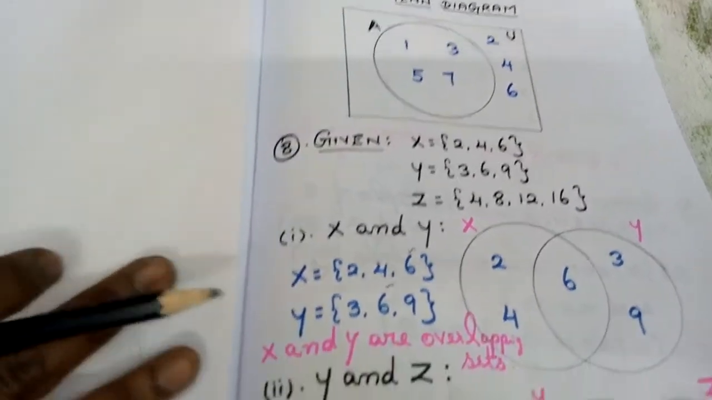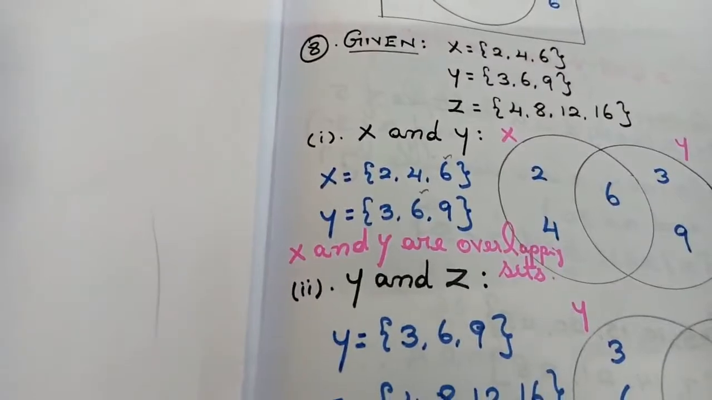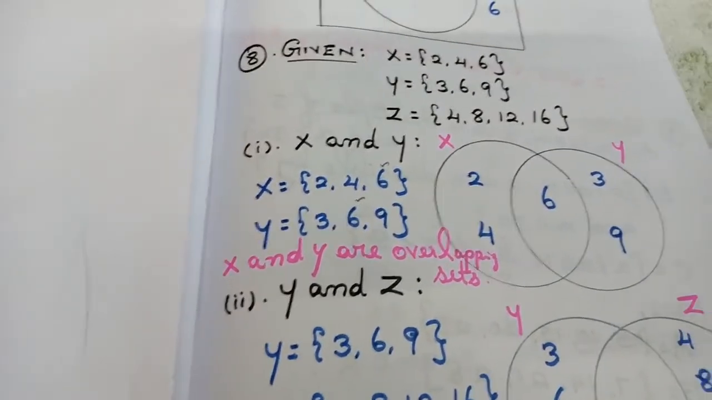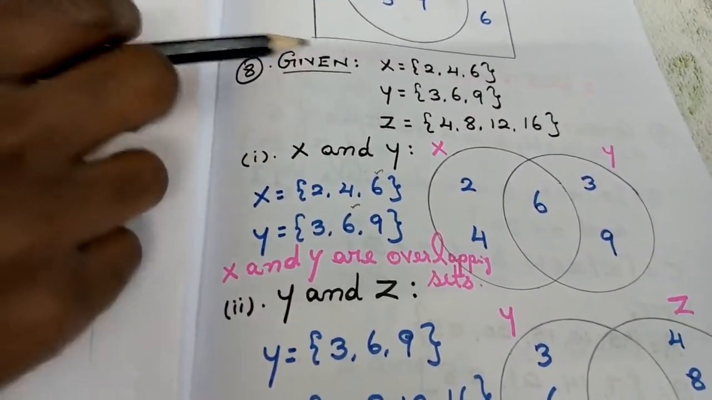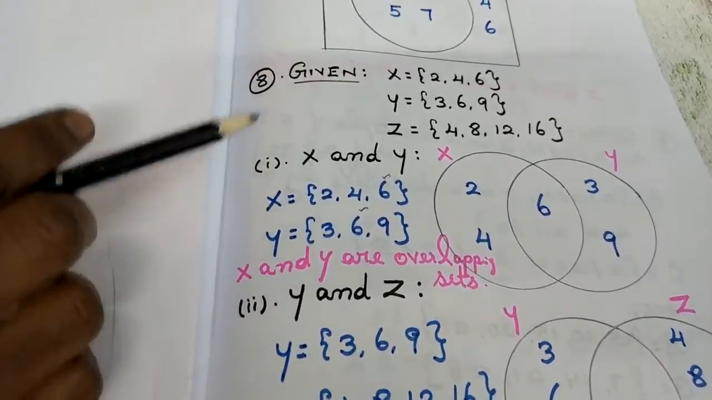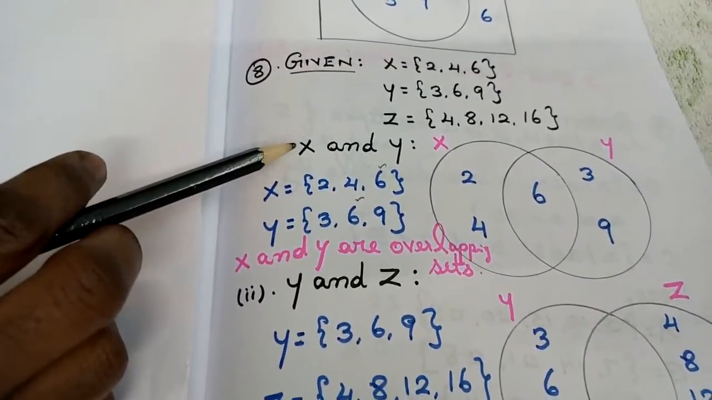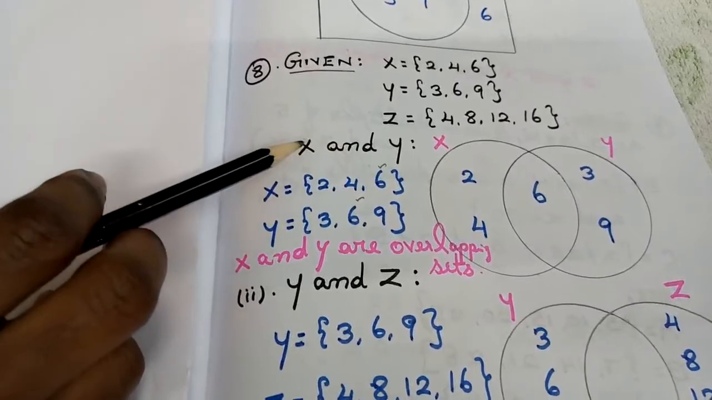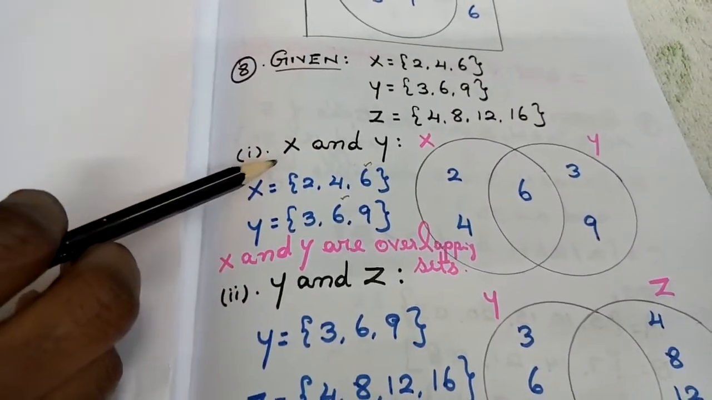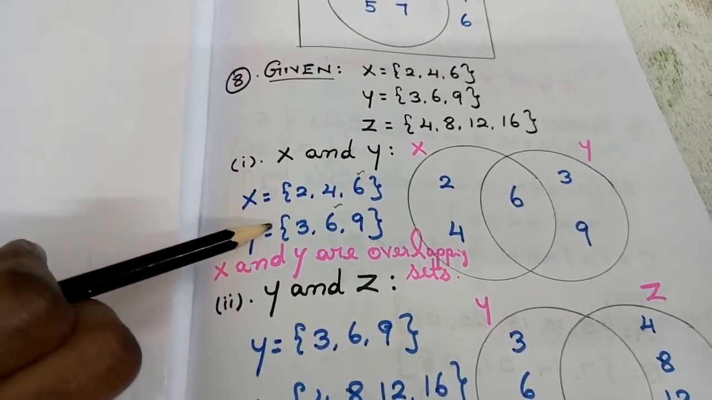Coming to the eighth question. In the eighth question, they are asking you to check whether it is going to be disjoint or overlapping. I will tell you the concept. They will be giving you 3 sets. First question, they are asking you to match X and Y. For X and Y, I am going to draw the Venn diagram. I am writing the question here, students.